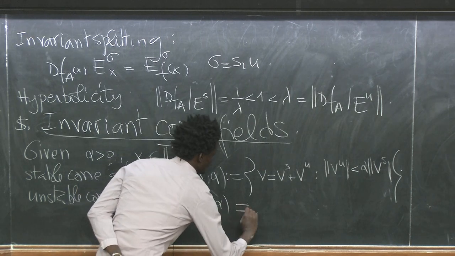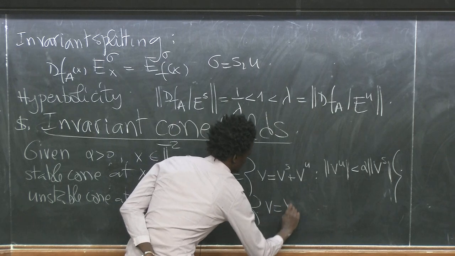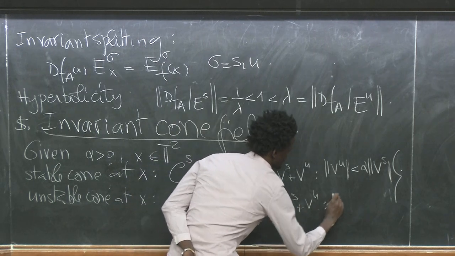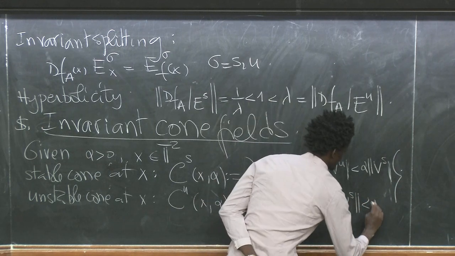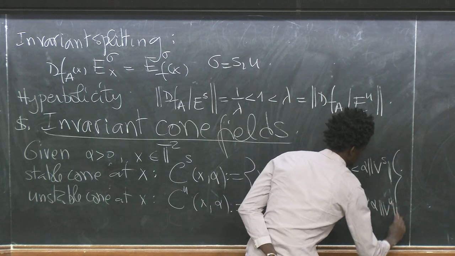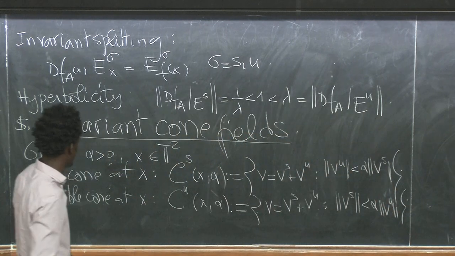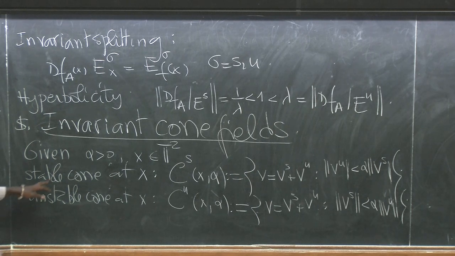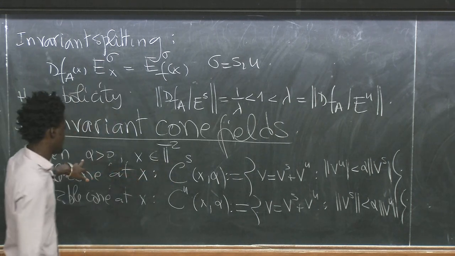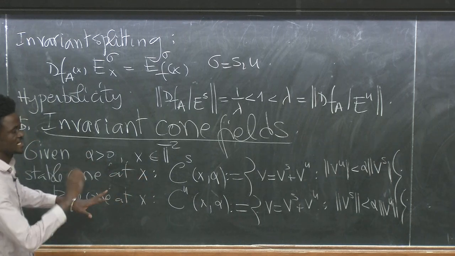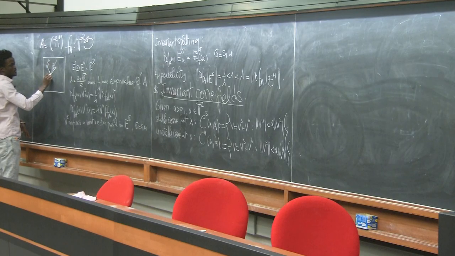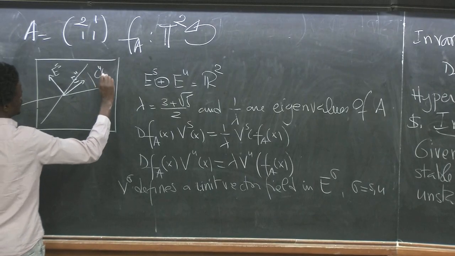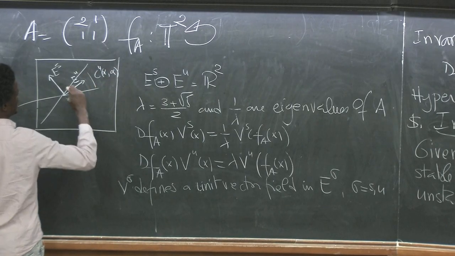U, which is defined by VS plus VU. Just the reverse. It will be a cone around the unstable direction, alpha VU. So this gives me, for every alpha, a family of cones. At every point, I have a cone. Like here, you will have this cone CU at a point X for angle alpha.